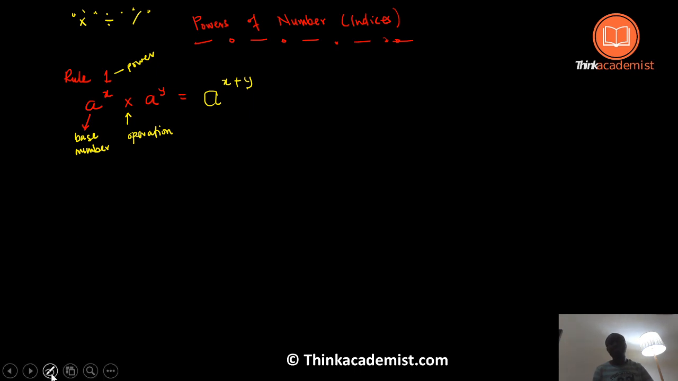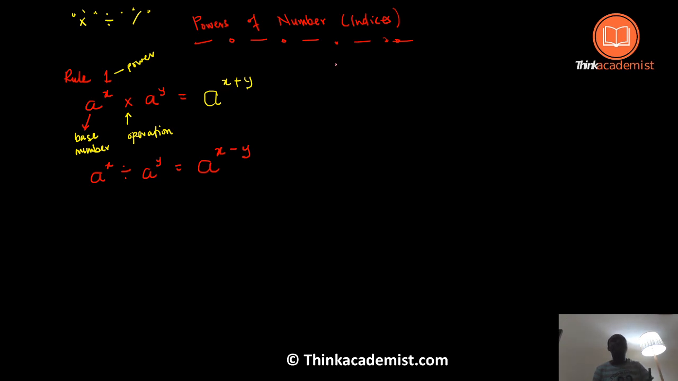The second rule I want us to look at is, let me change this. The base numbers are the same, but this time the operation sign is division. Just as the operation sign before was multiplication, this time around it is division, so the powers are going to subtract. This rule is very, very important. It's going to help us answer certain questions.